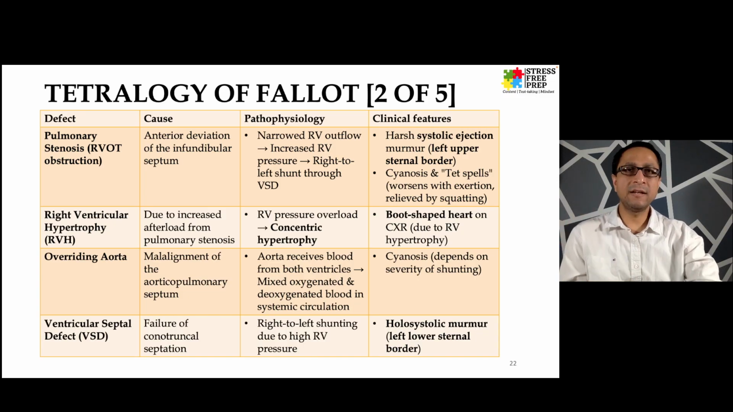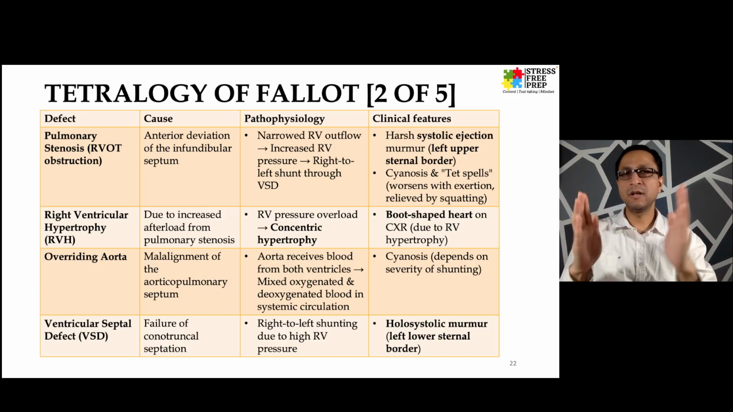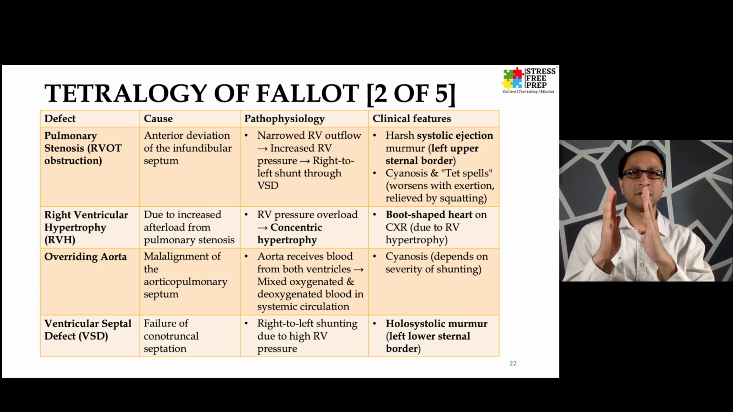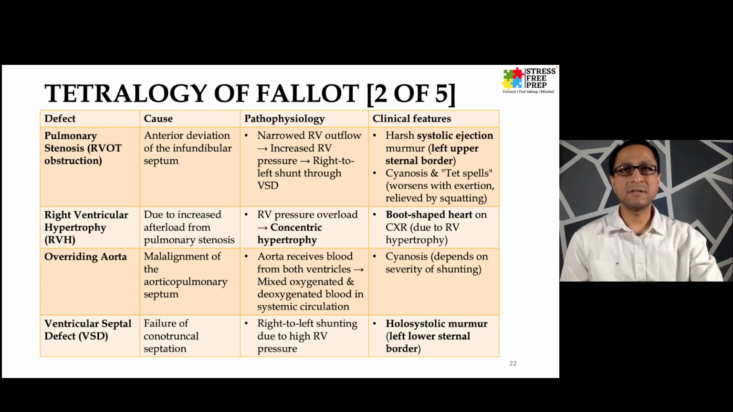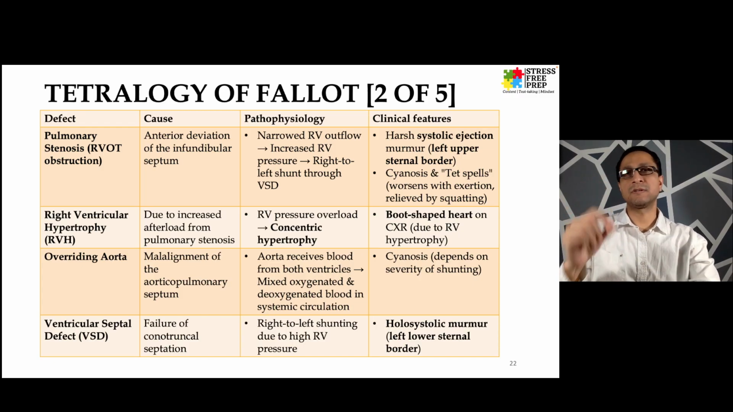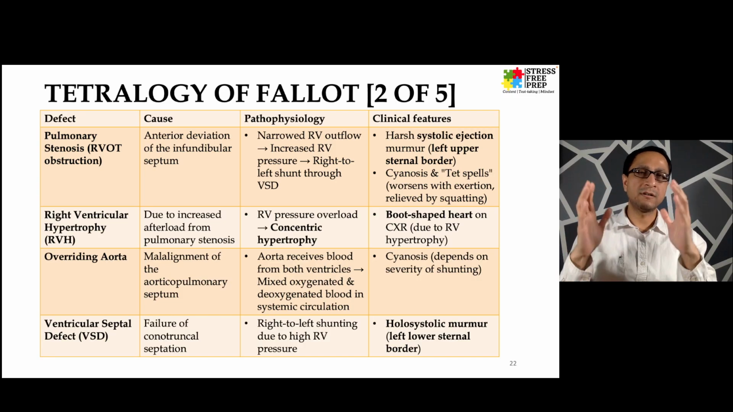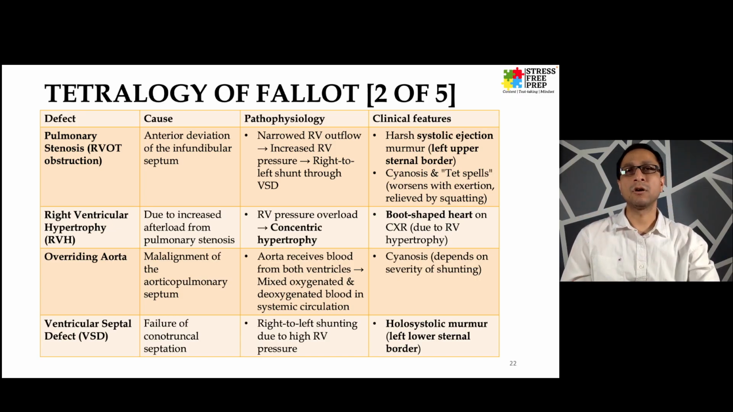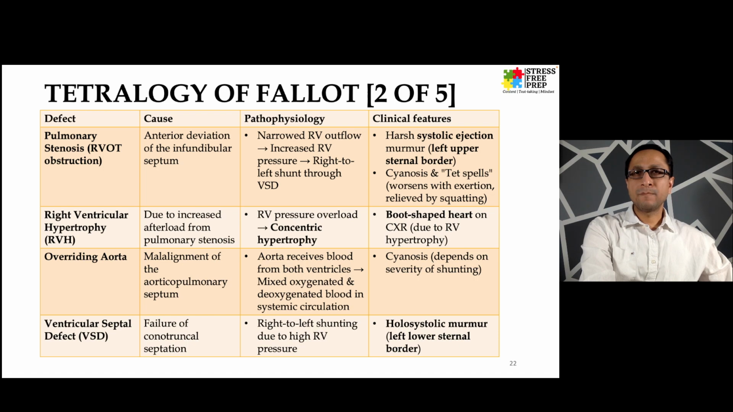From the previous slide, we mentioned that the aorta is larger and the pulmonary artery is smaller. So the patient develops pulmonary stenosis. In other words, the valve itself is not really affected, but it's more so the pulmonary artery. In other words, there is a lot of right ventricular outflow tract obstruction. The blood is not able to leave the right ventricle properly. The cause here is that anterior deviation of the infundibular septum, right?